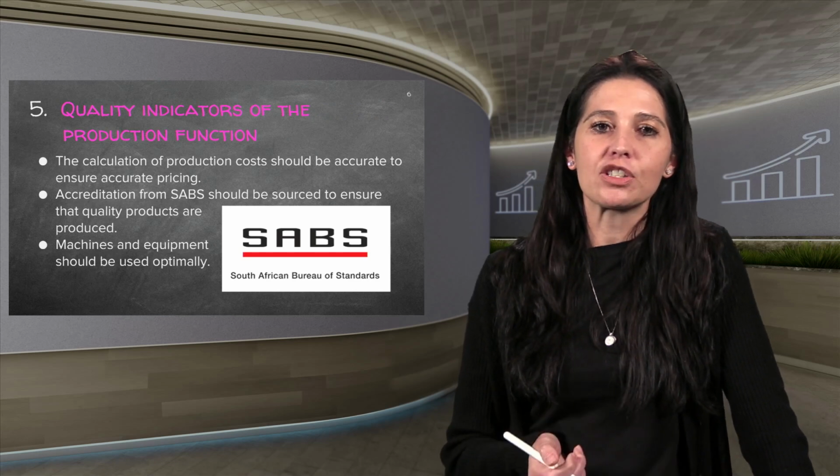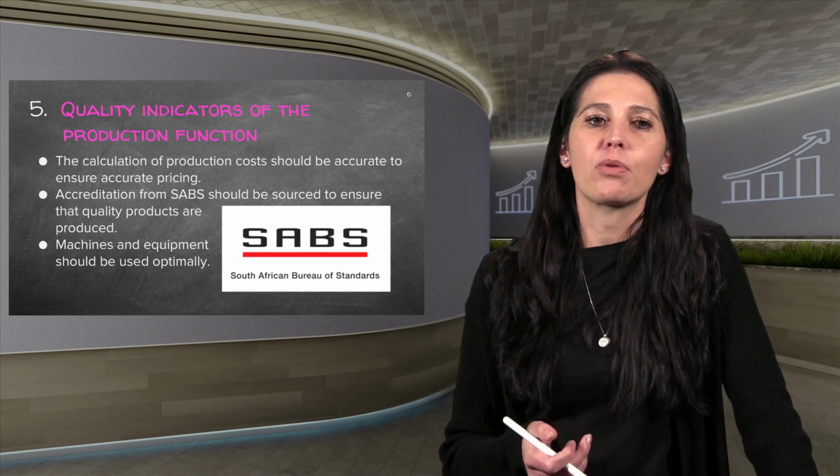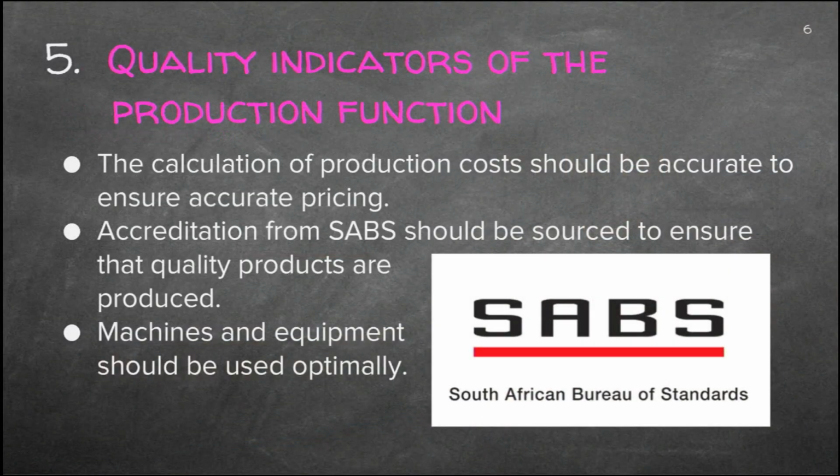Then in our production function, they need to make sure that they are calculating the costs properly. They need to make sure that they are accredited by places like the South African Bureau of Standards so that consumers can be assured of a high quality product. And also important, the machinery and equipment must be serviced regularly.